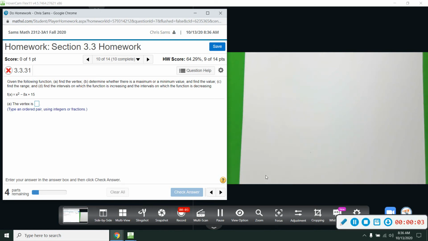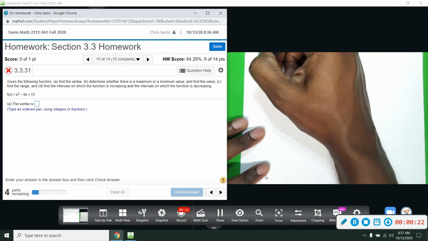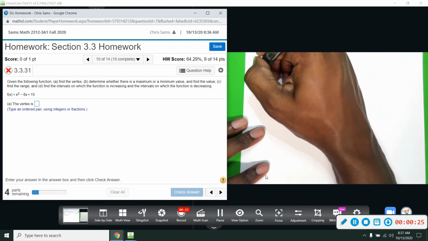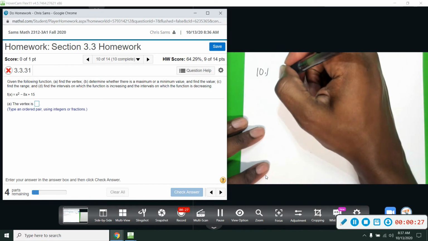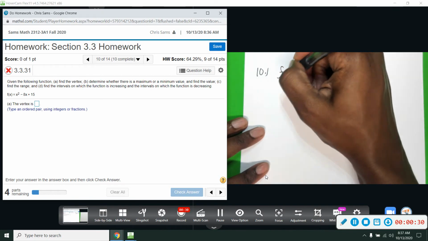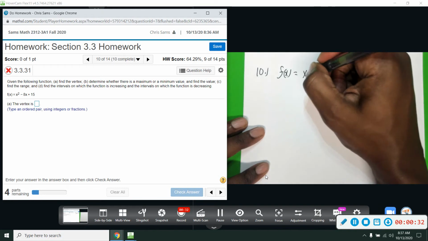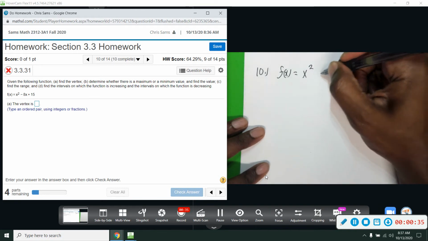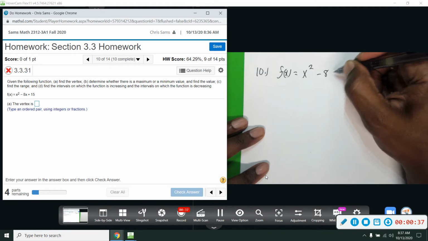Number 10, given the function that we have, we want to find the vertex, determine if there is a max or min, and the value. We want to find the range and the intervals on which the function is increasing and or decreasing. All right. So I'm going to write this function down. We have f of x equals x squared minus 8x plus 15.